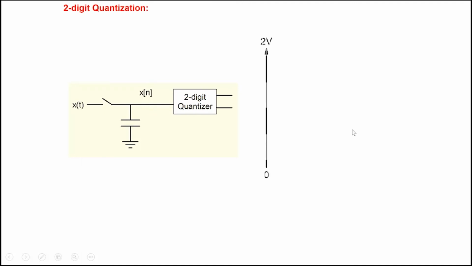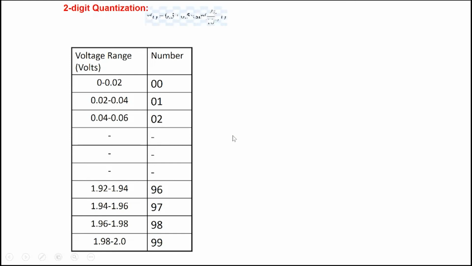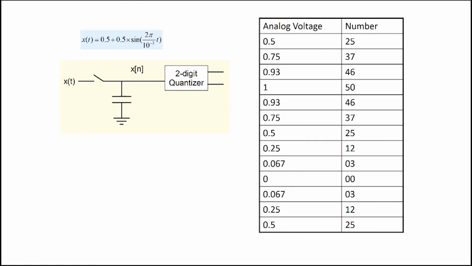As we said, you can do a 2-digit quantization. You divide it up into 100 intervals like this, and then assign 2 digits, 00 up to 99. 2-digit quantization is also similar. So for 0.5, you can go back to this table: you assign it the number 25, 1 you assign 50, 0.75 you assign 37, and like that. A pair of digits is assigned to each analog voltage. 0.93 is assigned 46.